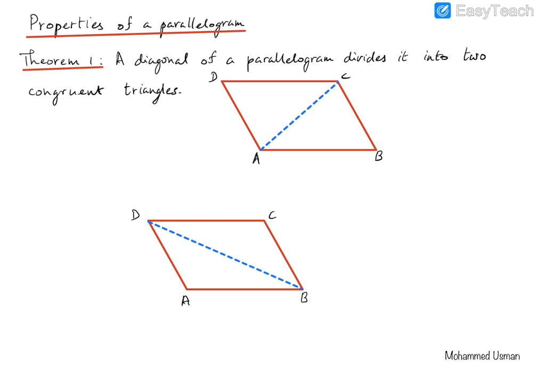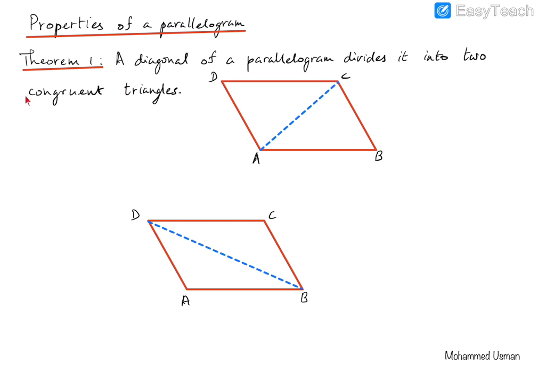So we have an idea of all the properties of the parallelogram, and thereafter we can go ahead with proving those properties using the ideas that we have developed in our topics on lines and angles and triangles, congruent triangles and so on. So the first property of a parallelogram, which we call theorem number 1, is that the diagonal of a parallelogram divides the parallelogram into two congruent triangles.